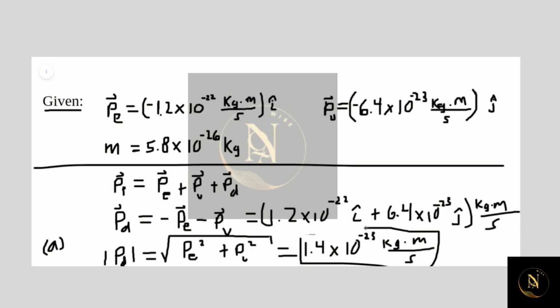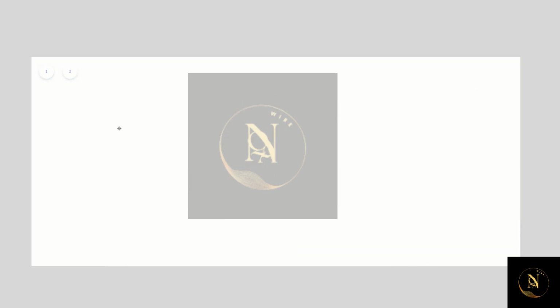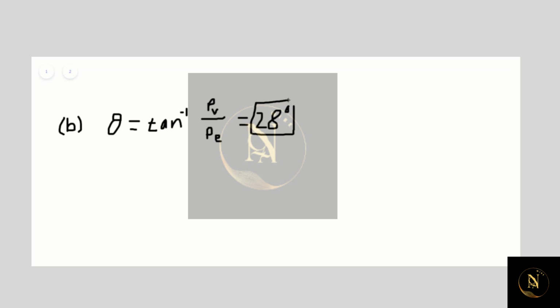Part B wants us to find the angle, but since, as we just established, this is a right triangle, the angle then is going to be tangent theta is equal to opposite over adjacent. So theta is going to equal the inverse tangent of opposite over adjacent, which is P sub nu over P sub E. If you take the inverse tangent of that ratio, this comes out to equal 28 degrees. We can box it in as our solution to part B.